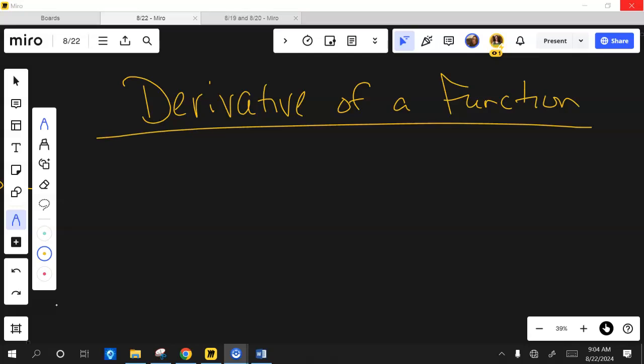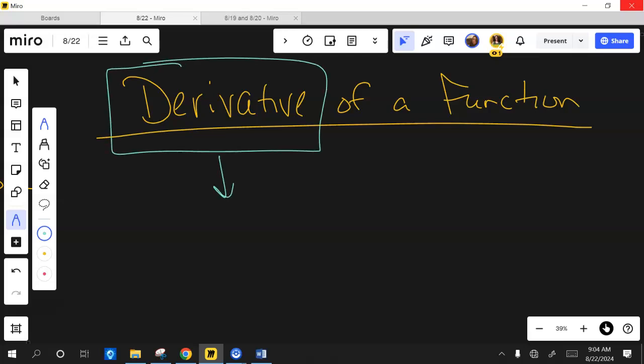Yes, you are. This is the new packet, yes. This is moving on to the new packet. All right, derivative of a function, you're going to like this because... Yes, this is the new packet. You don't need it right now.